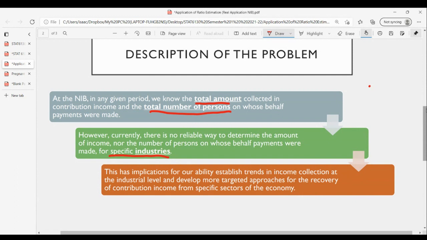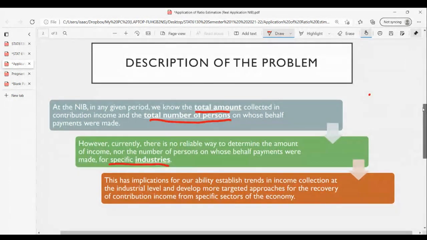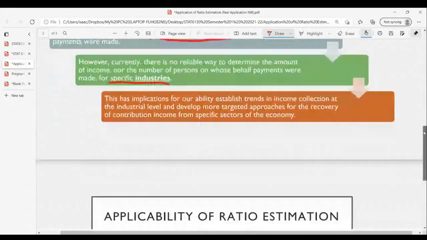So of course this has implications for our ability to establish trends in contribution collection at the industrial level and to develop more targeted approaches for the recovery of contribution income from specific sectors. So we can't look and see how things are changing over any given period of time using any kind of time series methods to see how contribution income is evolving at the industry level. We could only see how it is evolving at the level of total contribution income, right? Okay. So that's a little synopsis of the problem.